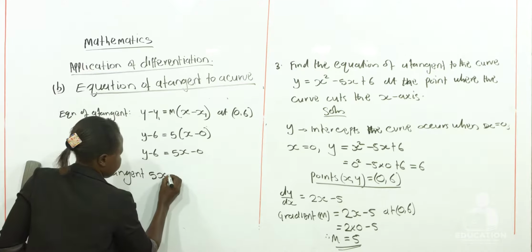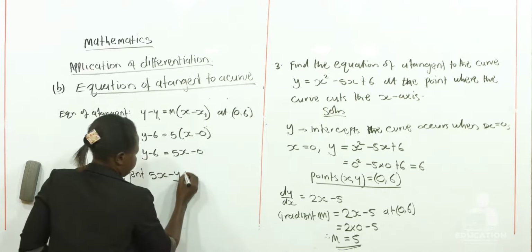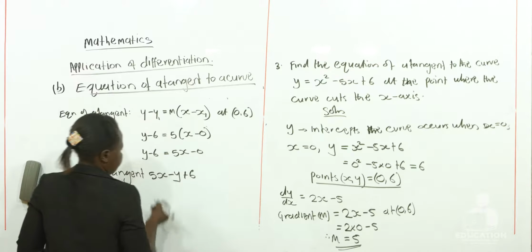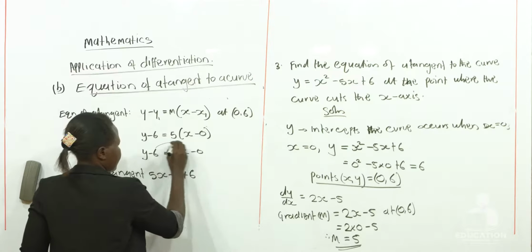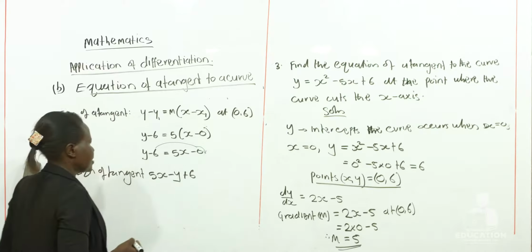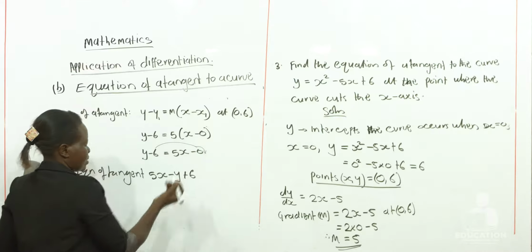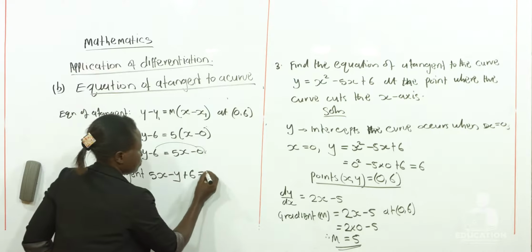5x minus y plus 6, because this one will cross the other side, will come to the other side, and also y will cross equal sides and becomes negative, equals 0.